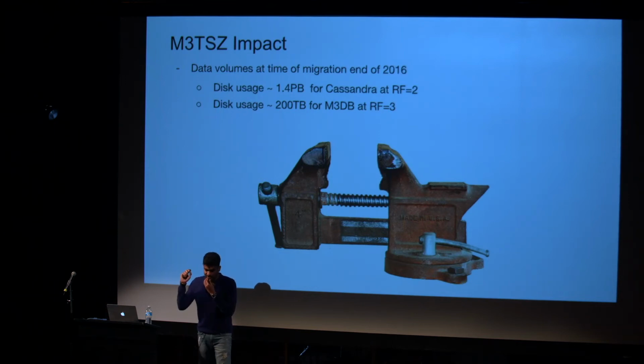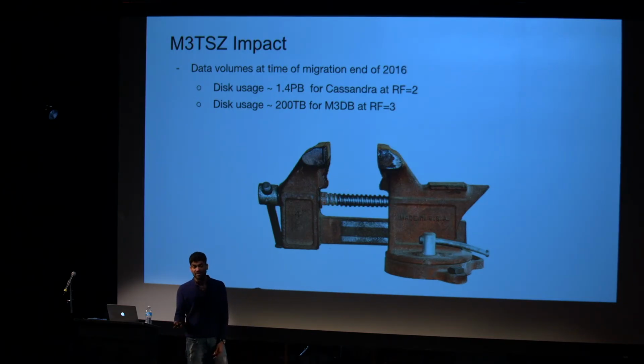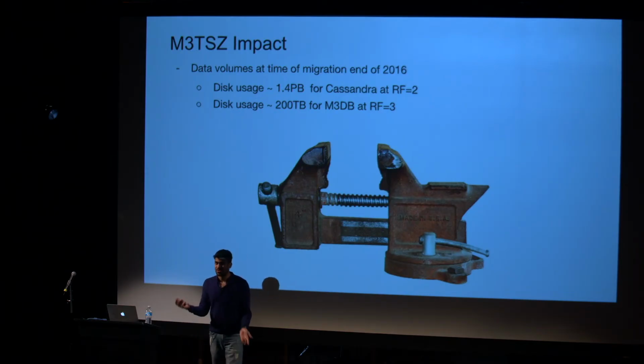That's the impact of one of our clusters using TSZ instead of Cassandra. For reference, Cassandra was using LZ4 at the time. And again, we're running at RF2, 1.4 petabytes, so a total of 2,800 terabytes. And then for M3DB, at RF3, it was still only 600 terabytes. So like a 4.5x saving there, but also significantly more reliable.